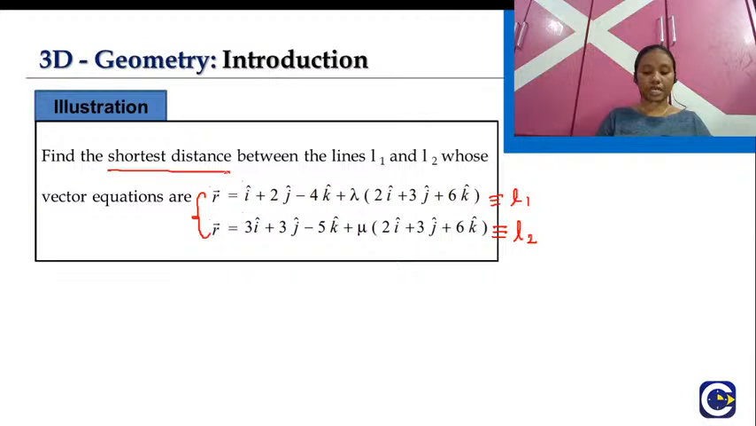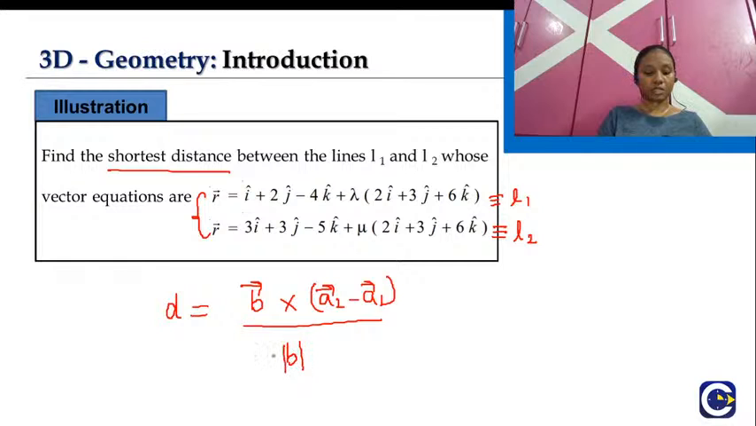Here Shivaranjani has given me that answer to be 1 by 7. Can you check once again, Shivaranjani? So here the formula which you have to use is modulus of B bar cross (A2 bar minus A1 bar) by modulus of B bar, and here the numerator will be a complete modulus.